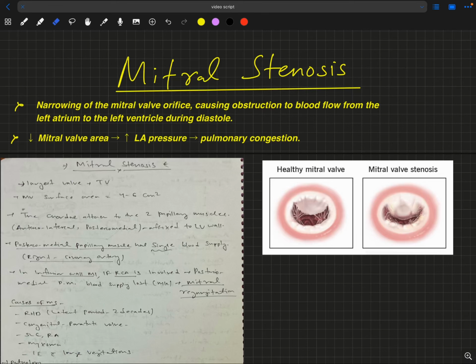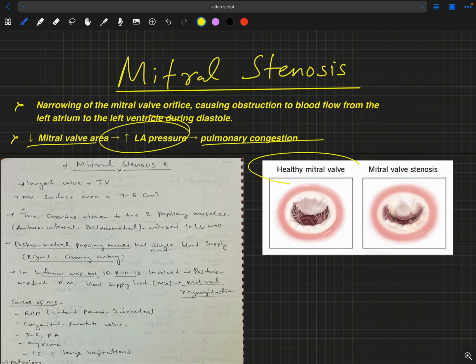In this video, we are going to discuss mitral stenosis. Mitral stenosis is the narrowing of the mitral valve orifice causing obstruction to the blood flow from the left atrium to the left ventricle during diastole. So there is a decrease in mitral valve surface area that leads to an increase in LA pressure and pulmonary congestion.